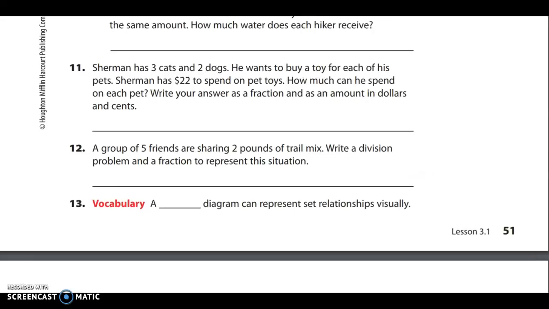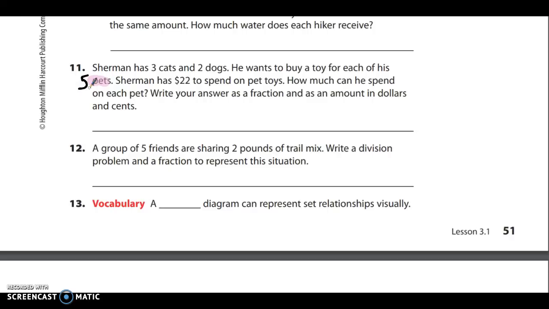Question number 11. Sherman has 3 cats and 2 dogs. He wants to buy a toy for each of his pets. It's really important to notice that they took the cats and the dogs and combined them into one word called pets. How many pets is that? It's really important to notice that they gave you information like cats and dogs, and then they changed it to pets. He has 5 pets.